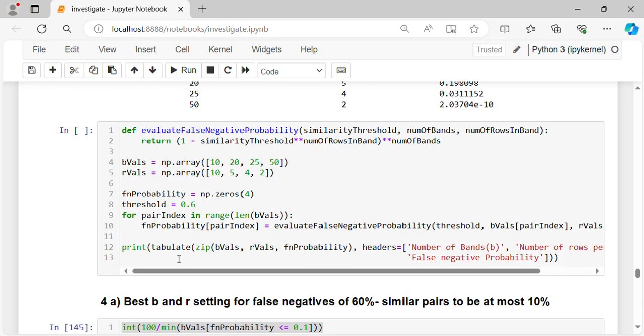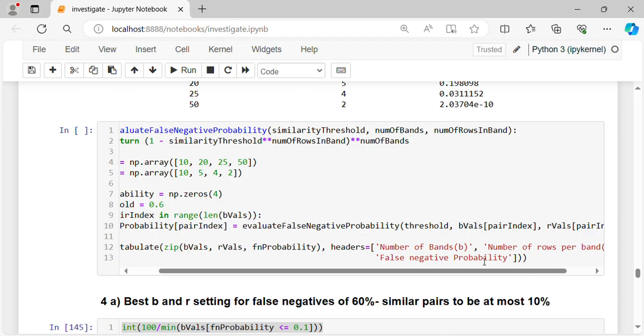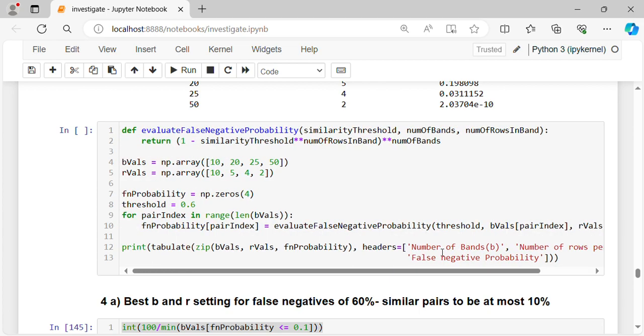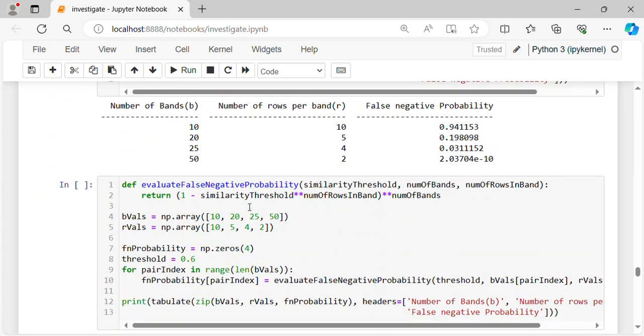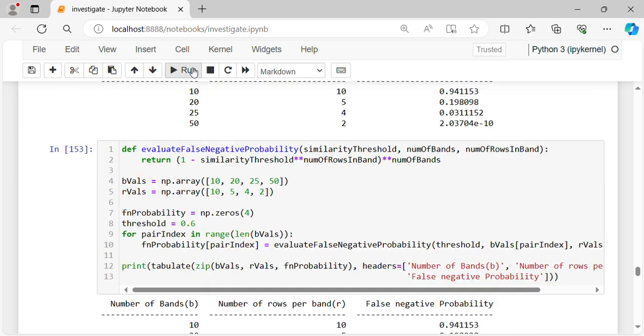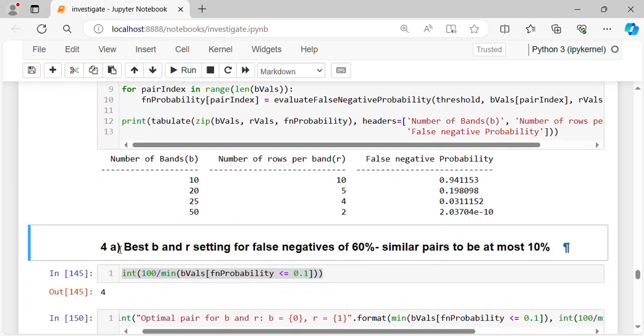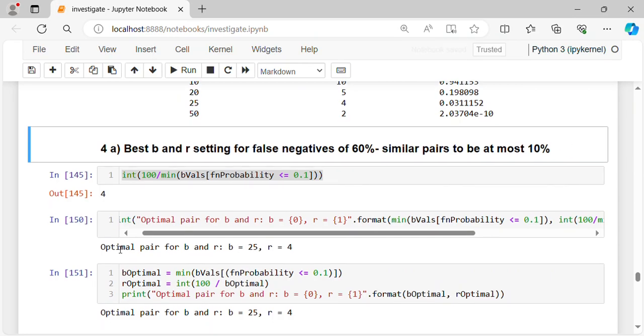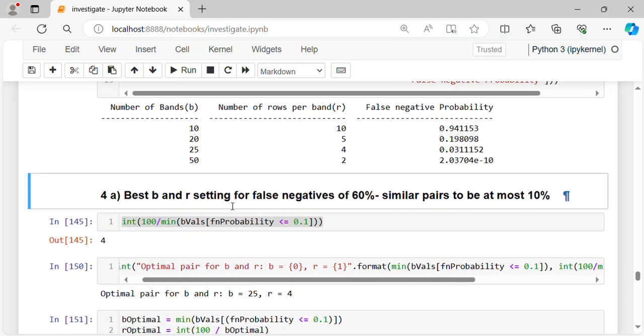Print, tabulate, zip, B values, R values, Fn probability, headers equal number of bands B, number of rows per band R, false negative probability. So let's run this, and we get this. Then we find the best B and R.